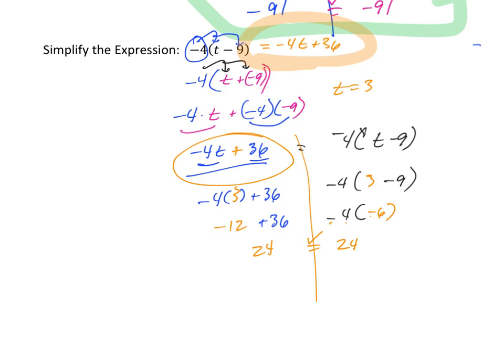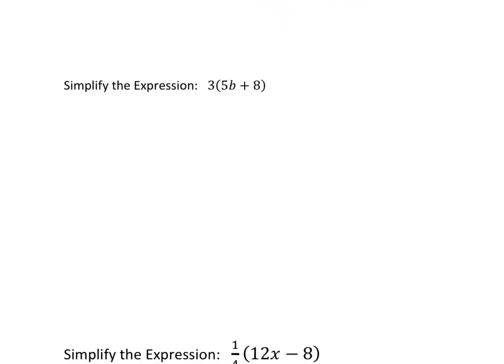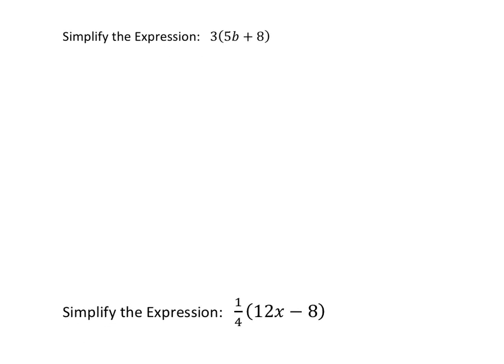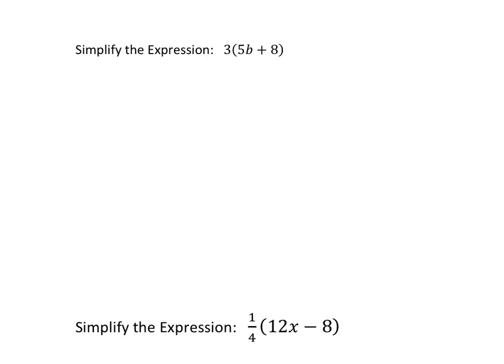So let's try the steps we talked about. First, write everything as addition, then distribute. Let's try one. Let's see if you can do this. Oh, look, there's no subtraction. So we're going to let you do that one. Go ahead and do that. Pause it, and let's see how you come out. Okay, so you should come out with 15b plus 24. Okay?